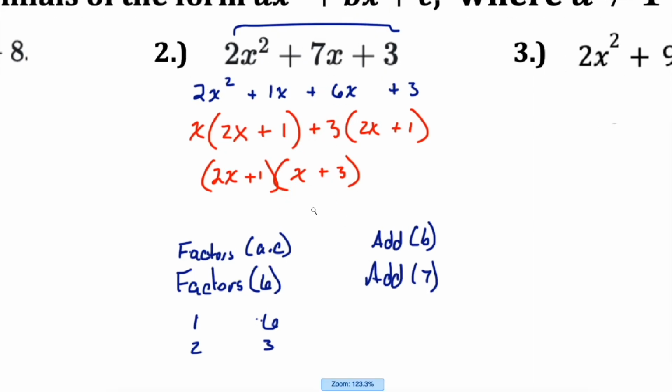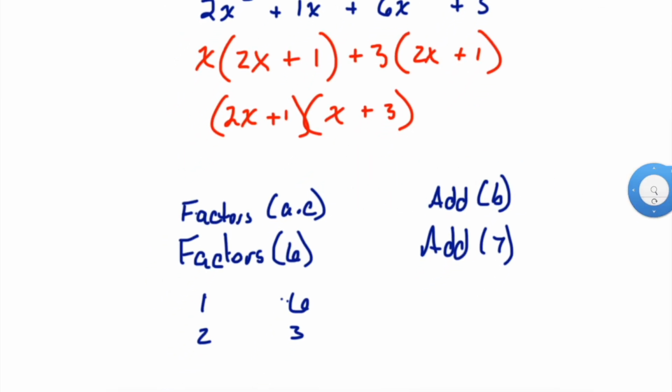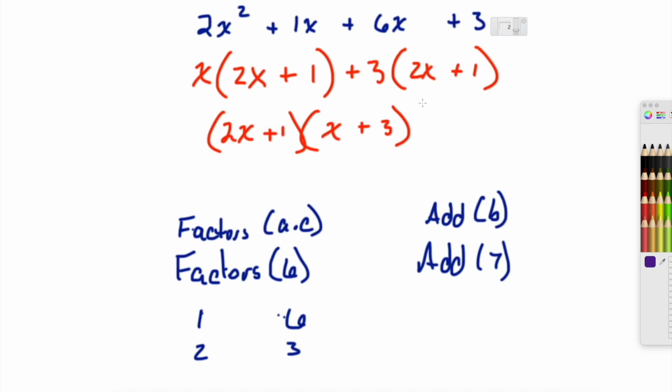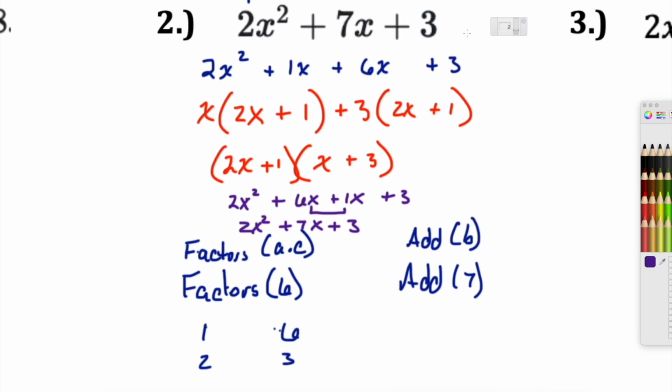And if I were to FOIL this, we will see that we get the original trinomial. 2x times x is 2x squared. 2x times 3 is 6x. 1 times x is 1x. And 1 times 3 is 3. And then I have like terms here. I get 2x squared plus 7x plus 3. And that is the original trinomial. So this worked. Here's our answer.